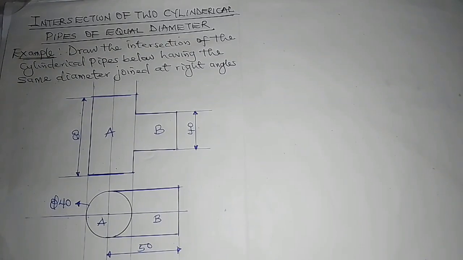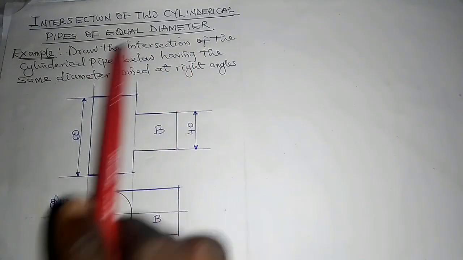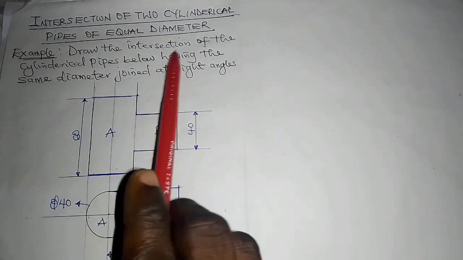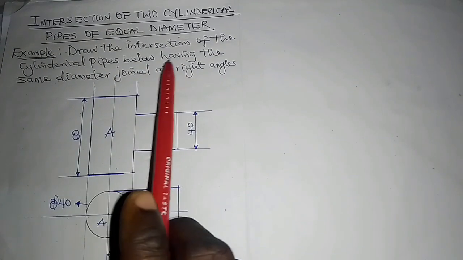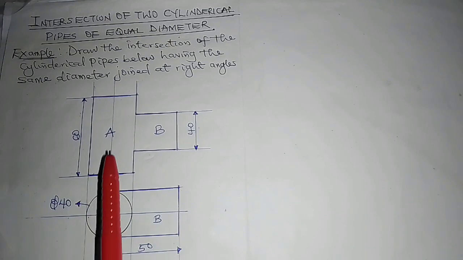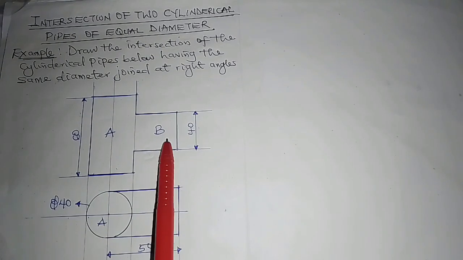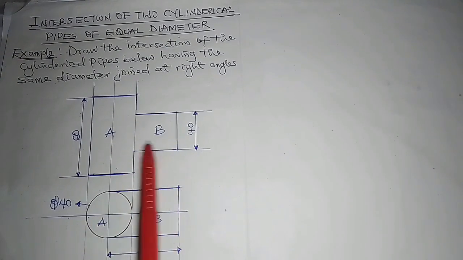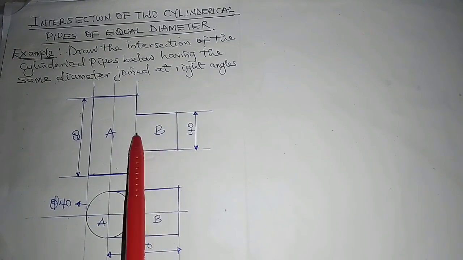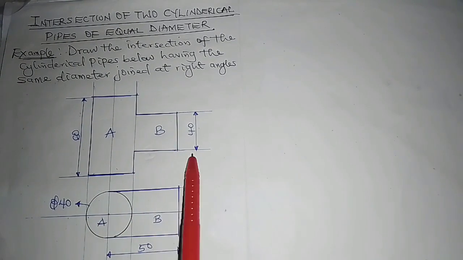Today we'll be looking at the intersection of two cylindrical pipes of equal diameter. So we have an example here. The question says we should draw the intersection of the cylindrical pipes below having the same diameter joined at right angles. So you can see the pipes here, pipe A and pipe B. Pipe B and pipe A are connected in this format, at right angle. You can say they are interpenetrated at right angle. Pipe B is penetrating into pipe A at right angle.